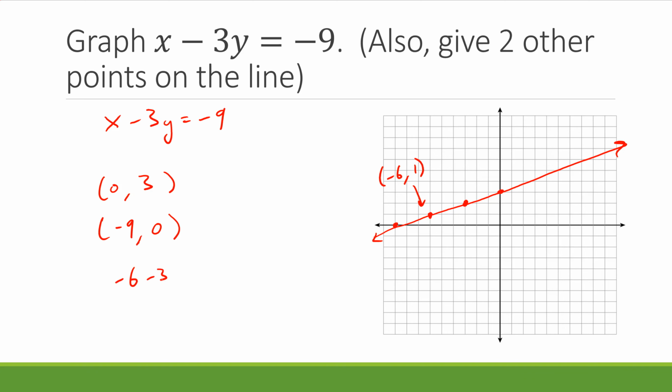-6 minus 3 times, I'm plugging in 1 for y. Does that equal -9? Well, look, -3 times 1 is -3, and -6 minus 3 is -9. Word up, I got it, yay. Here's another point, that's over -3 up 2. Let's make sure that equals -9, and then I'll stop embarrassing myself by saying things like word up and end the video.